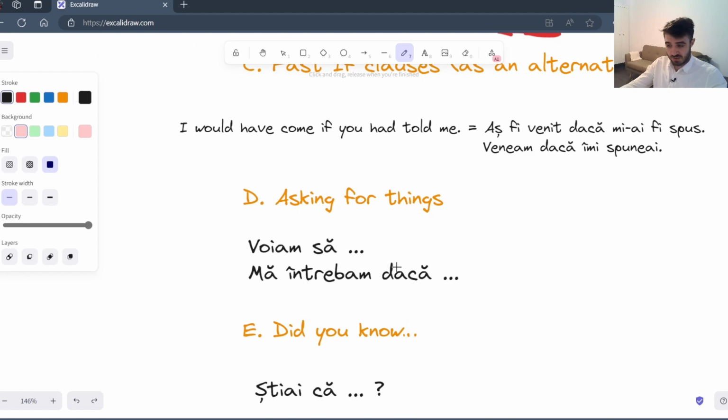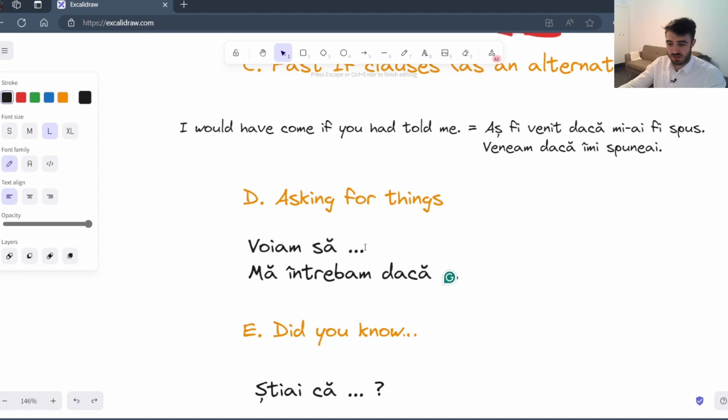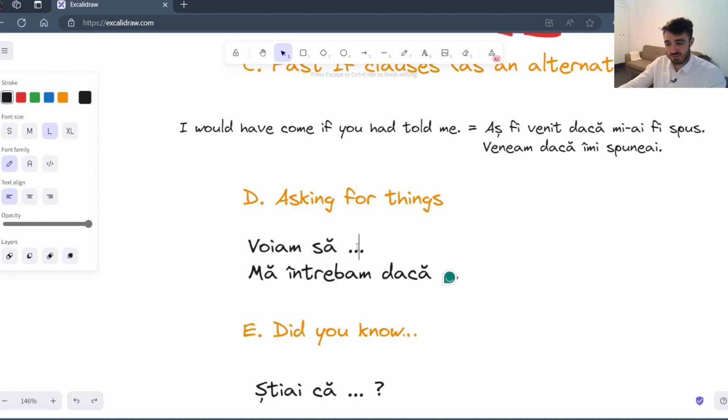So asking for things, that's the next step. And voiam să mă întrebam dacă. This is actually a very easy one. This is basically being polite when asking for things. Instead of being direct and saying, I want that, or I would like that, even if I would like that is not very direct, you have this option that is, in my opinion, very indirect. You know, it's up to you how you want to use it, but it's very weird, but many people use it.